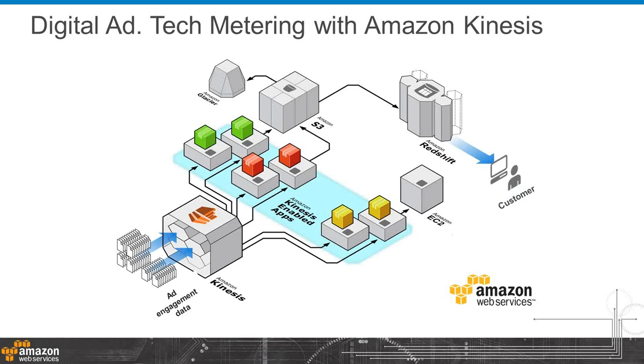Here's a second example, the digital ad tech company who implements metering systems with Amazon Kinesis. Ad engagement data across browsers, across clients, across hosts is emitted as a Kinesis stream. One set of Kinesis workers continuously extract ad metrics and display them onto a dashboard. Another Kinesis application generates incremental statistics of the ads.